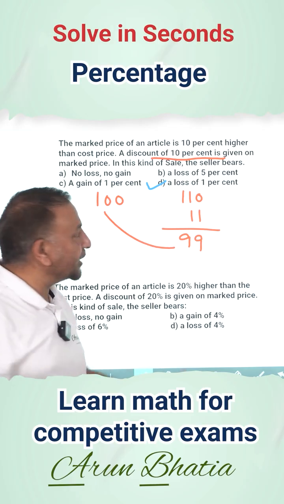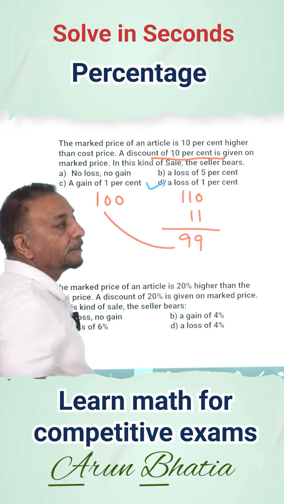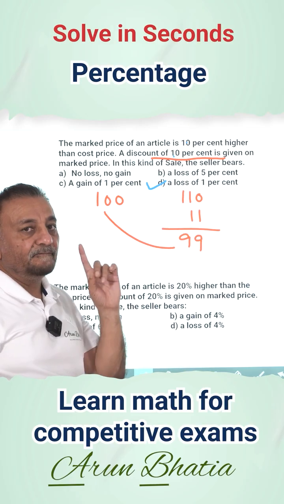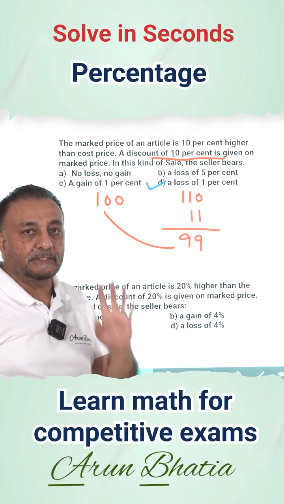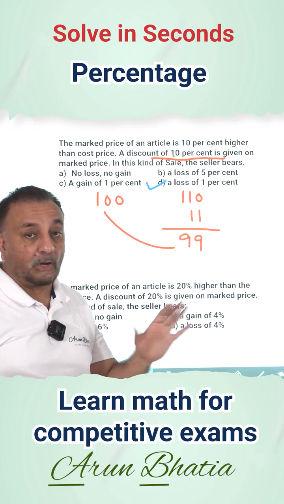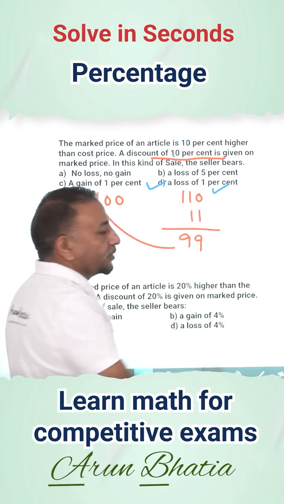There is an easier way. What is that easier way? 10 into 10, 100 upon 100, that is 1%. And it is always a loss in these questions. Always a loss. So the answer is 1% loss.